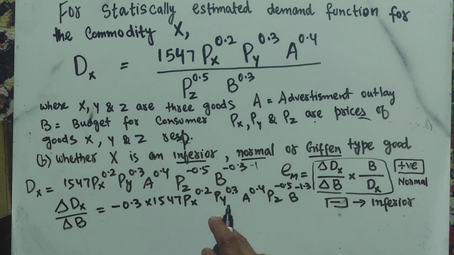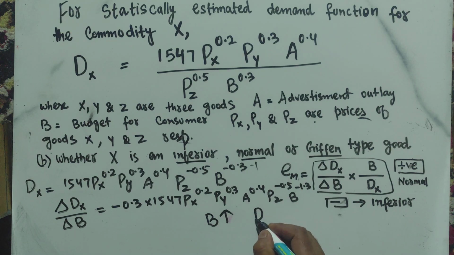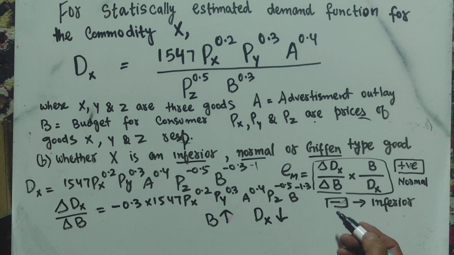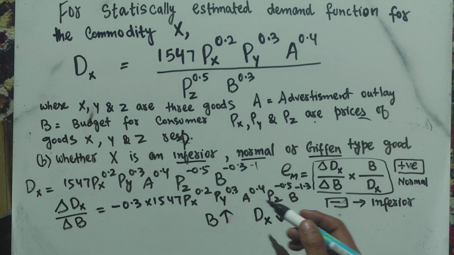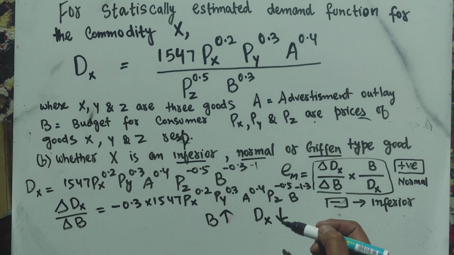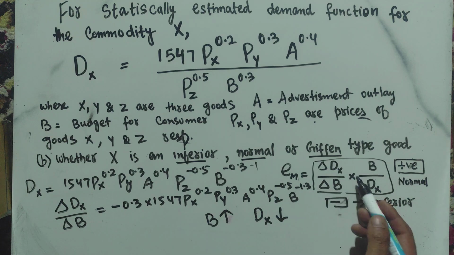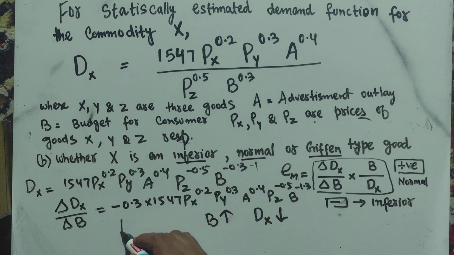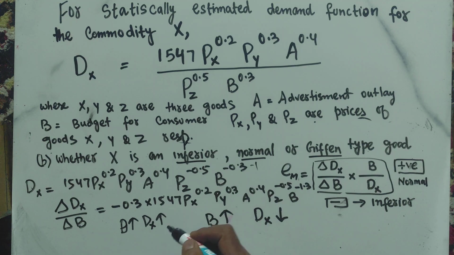By inferior what we mean is, as the income of the consumer increases, quantity demanded of good X will decrease. Why? Because we have the negative income elasticity of demand. As income increases, demand for good X will decrease. If the sign of the income elasticity were positive, then if the budget increases, quantity demanded of good X will also increase, or if this decreases, quantity demanded will also decrease. But since it is negative, we can say X is what we call an inferior good.